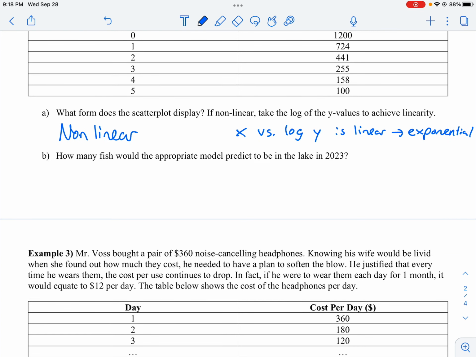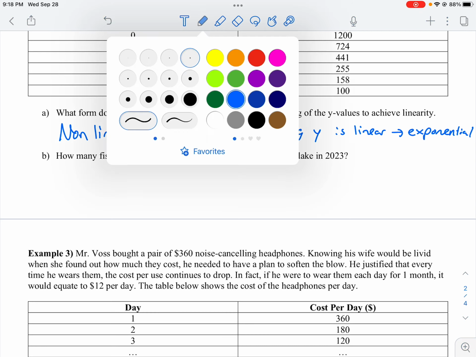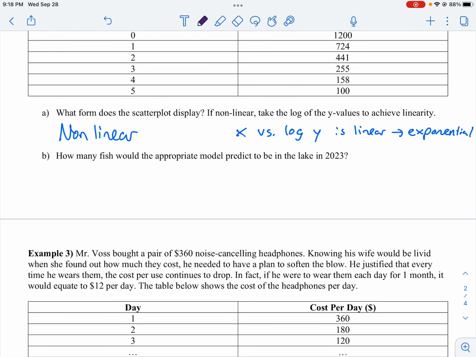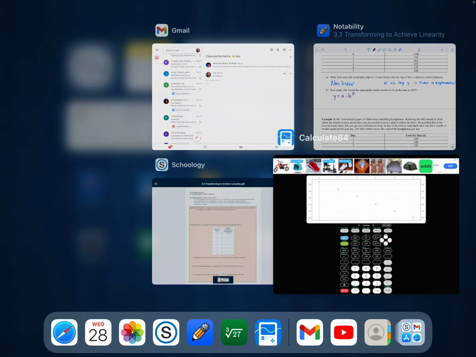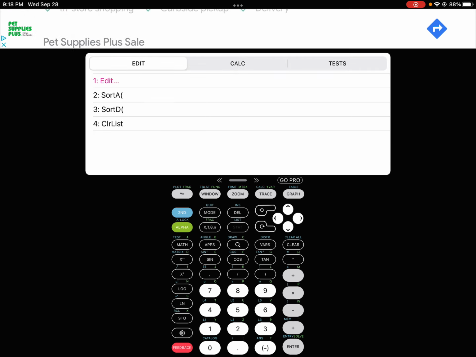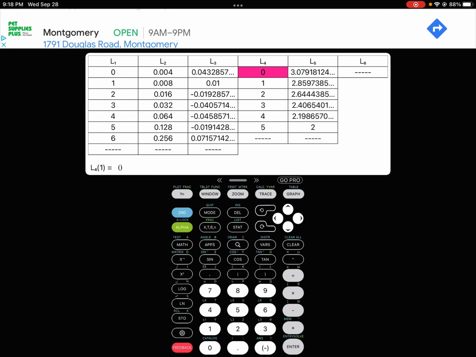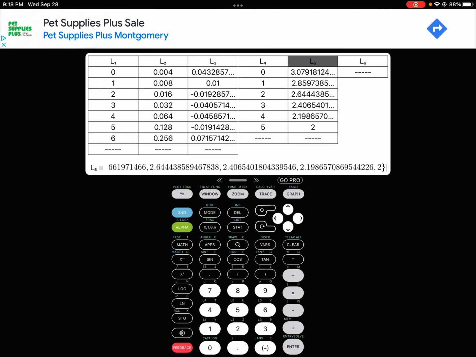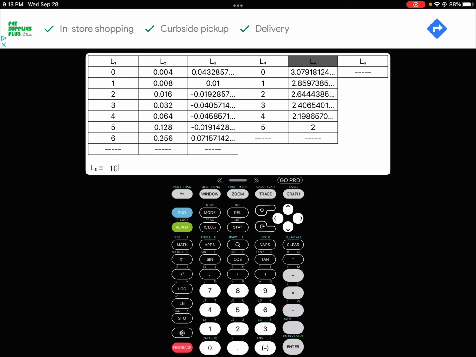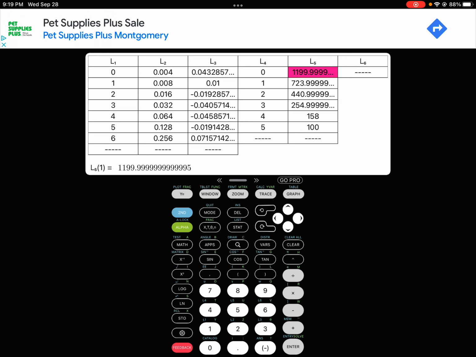So how many fish would the appropriate model predict to have in the lake at 2023? One common mistake students will make is before we do that, let's get our equation. We know it's going to be y equals a times b to the x, right? We've determined this is a linear model. So I want to go back to my original data. So remember the way to do that? To unlog, we just simply second log our list. Okay? And that sends everything back to where it was.